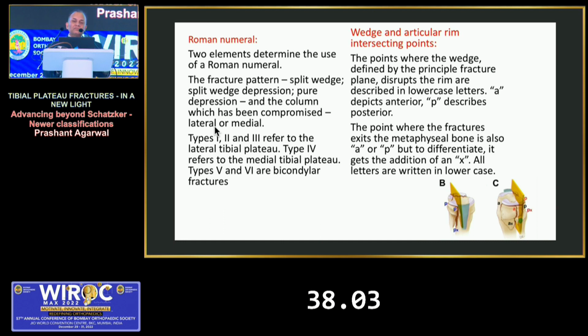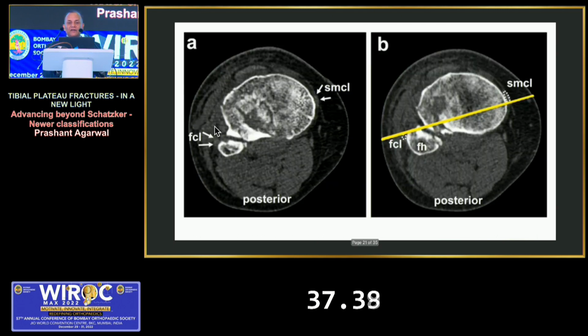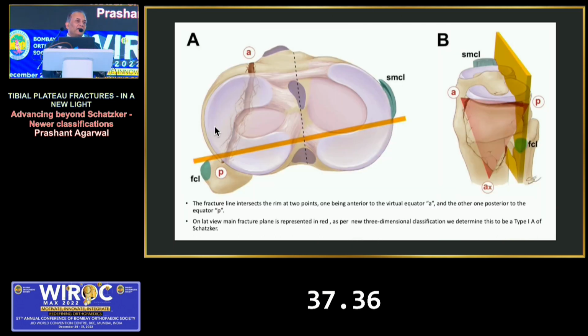Now, if you look into metaphyseal extension, then there are various labelings, like type 1 or 2 or 3. It's similar to your old classification of Schatzker, but you have to add a small letter A for anterior, anterolateral and anteromedial, and for posterior you again add a letter P. Similarly, for distal extension in the metaphysis, we add a letter X, like AX means it is extending down into the metaphysis anteriorly. So it gives you a 3-dimensional view or orientation of a fracture line extending even into the metaphysis.